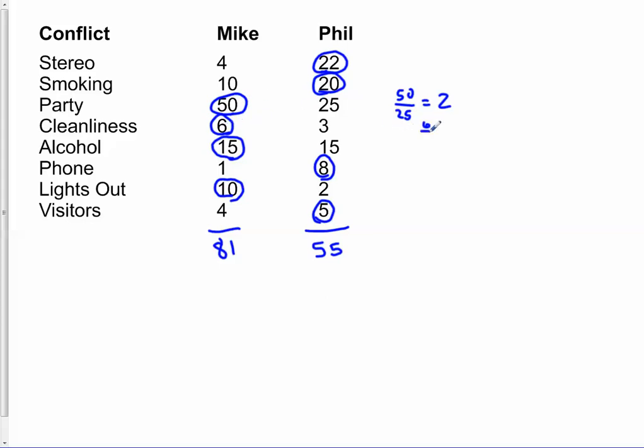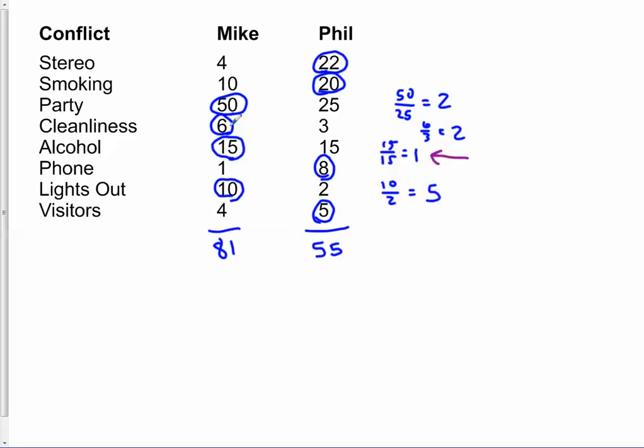Cleanliness, also 2. Alcohol, 15 over 15. This one is 1 because that was the tie. So a point ratio of 1 means they had the same number. And lights out, 10 divided by 2, that one's 5. Mike valued that 5 times as much as Phil. So the one that is the smallest is the alcohol one.